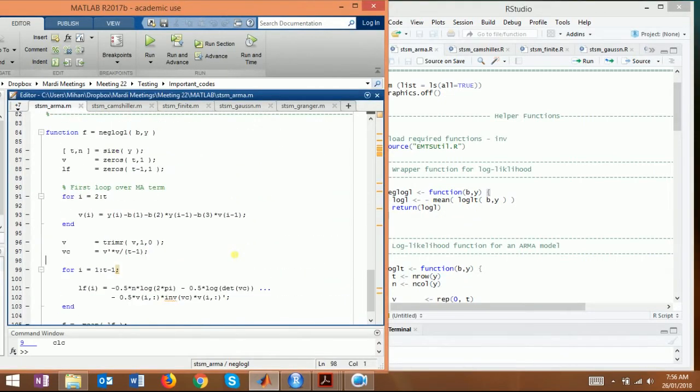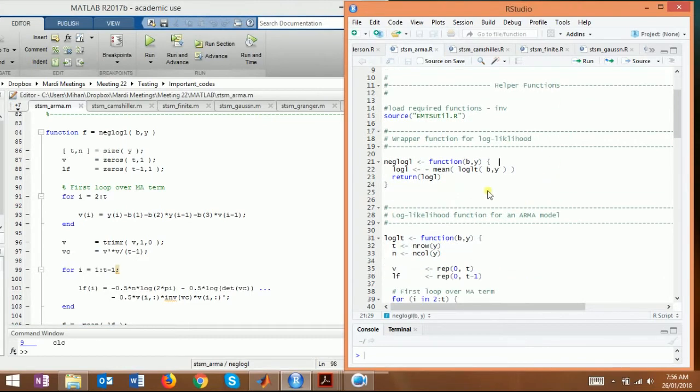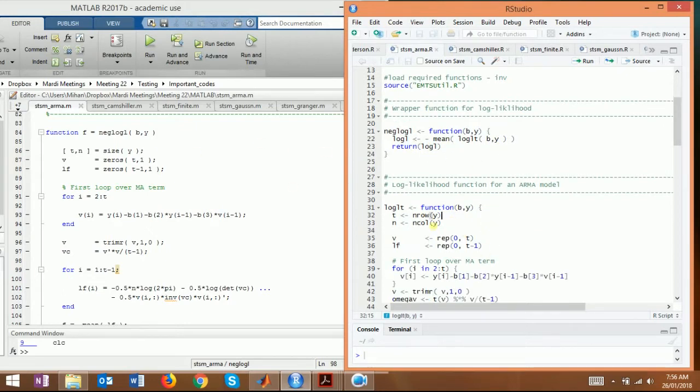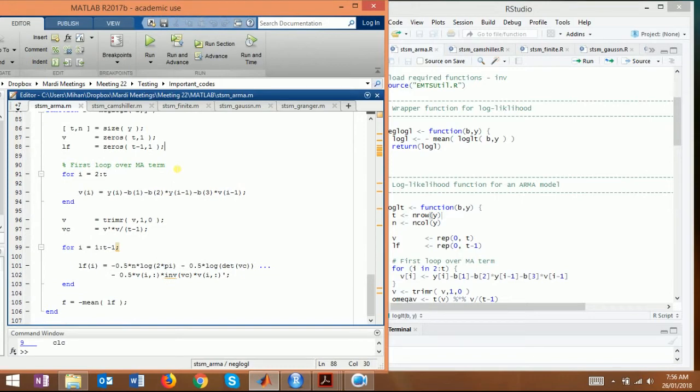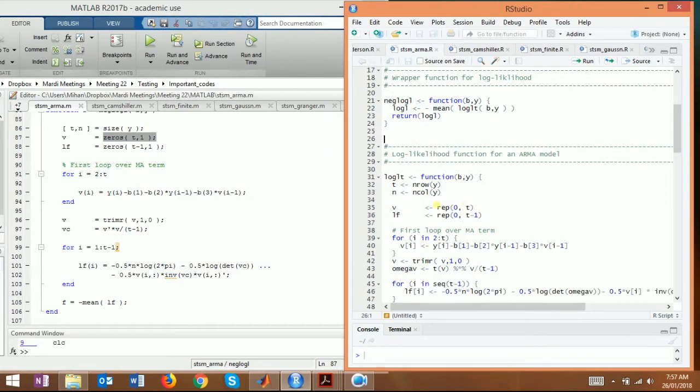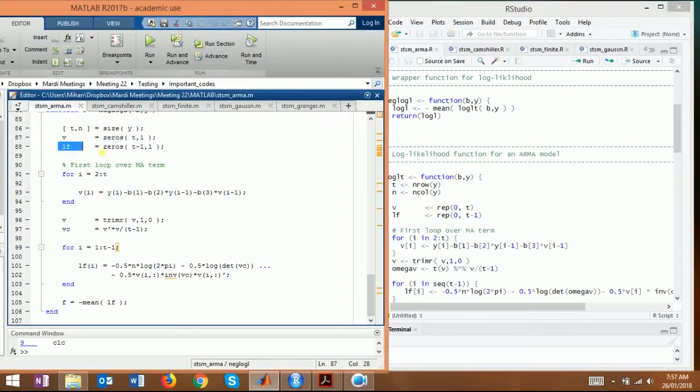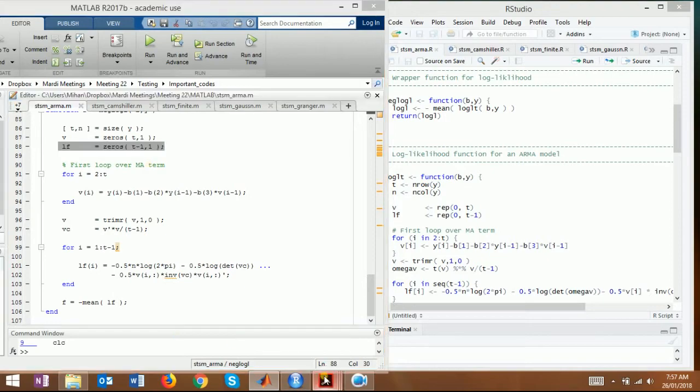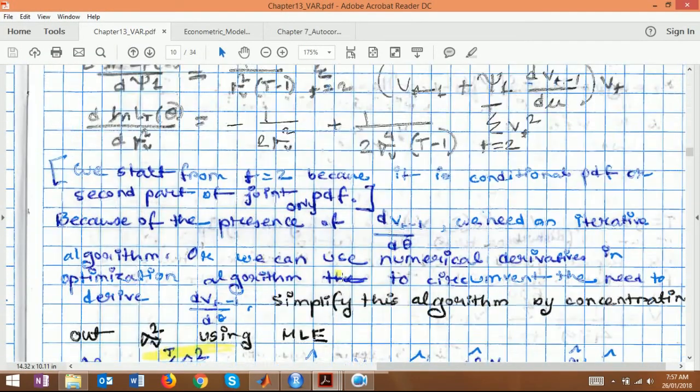First of all, the first function is here in R. We are starting with the mean. Log L is the mean of log LT, and then let's make log LT. T is n row y, n is n column y, v, and for the log likelihood function, with a loop we need to find our structural residual and then the log likelihood function. For the structural residual we create zeros, t rows and 1 column, so replicate 0 t times. For the log likelihood function, zeros t minus 1 rows and 1 column, because our time is t minus 1 from our PDF equation. As you can see, t minus 1 is our time.